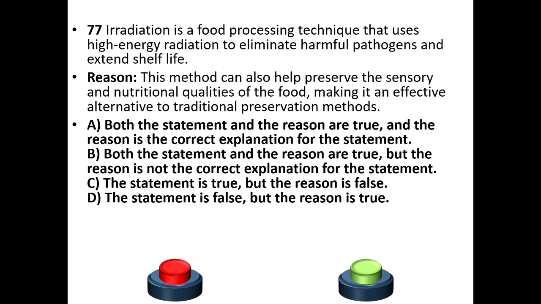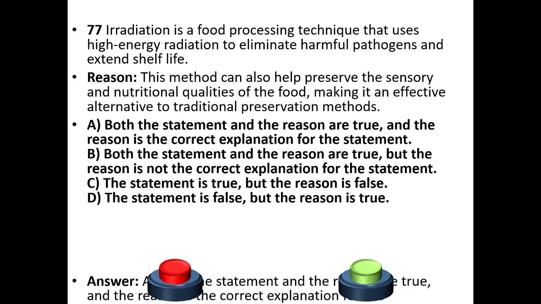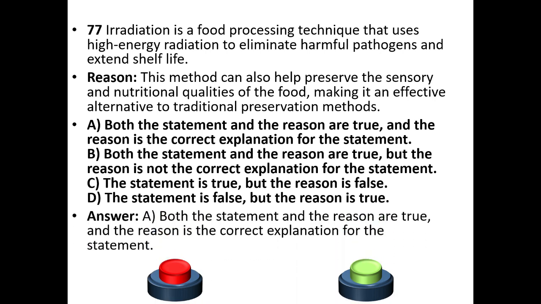77. Irradiation is a food processing technique that uses high energy radiation to eliminate harmful pathogens and extend shelf life. Reason: This method can also help preserve the sensory and nutritional qualities of food, making it an effective alternative to traditional preservation methods. Which is the answer here? Your answer is A. Both statement and the reason are true.